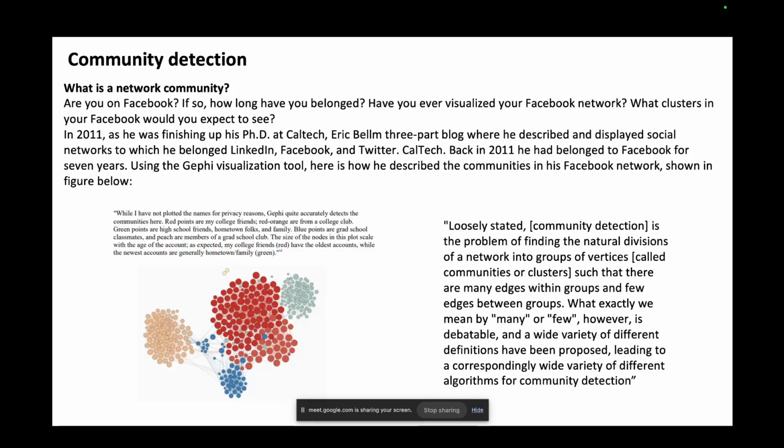Now there are various algorithms to detect communities inside the network. We'll talk about one of them, the Girvan-Newman algorithm, in the later slides. But this is what the problem of community detection actually means.